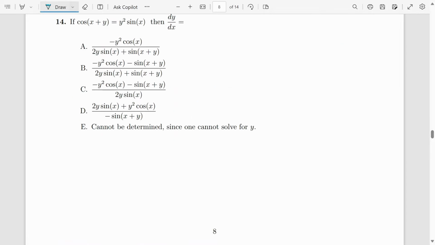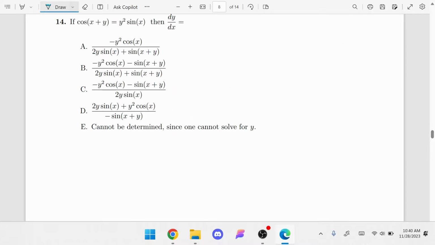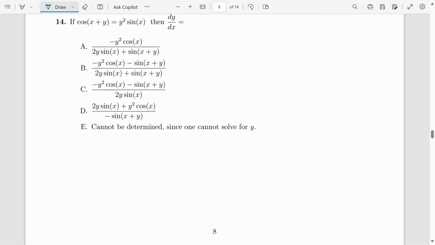Question 14. If cosine of x plus y equals y squared times sine x, then what does dy over dx equal? All right, to differentiate this whole thing, we should probably use implicit differentiation, where we differentiate like normal, and whenever we take the derivative of something with a y in it, we multiply it by dy over dx. So let's start with that.